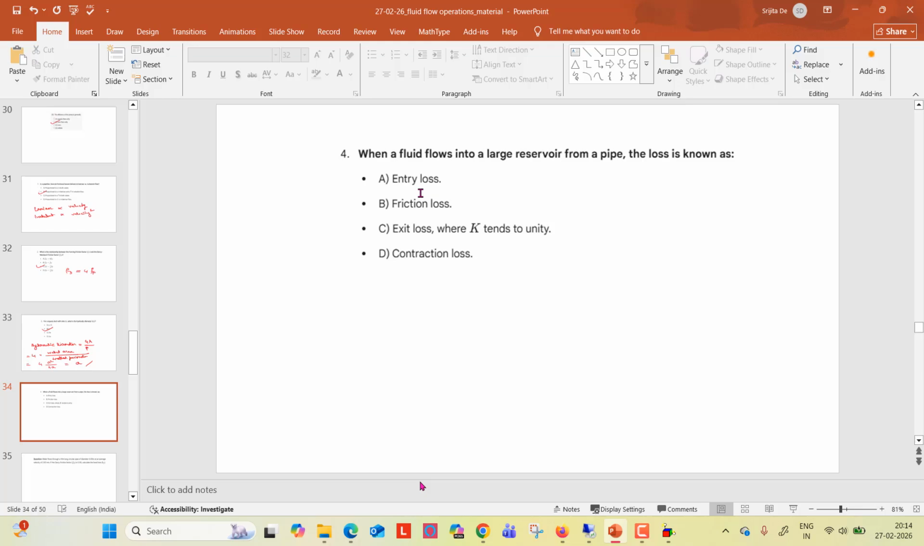Next. When a fluid flows into a large reservoir from a pipe, the loss is known as what? So fluid is flowing into a large reservoir, right? So it is the exit loss where K tends to unity. It is the exit loss.